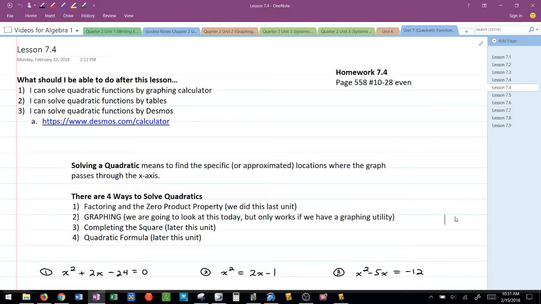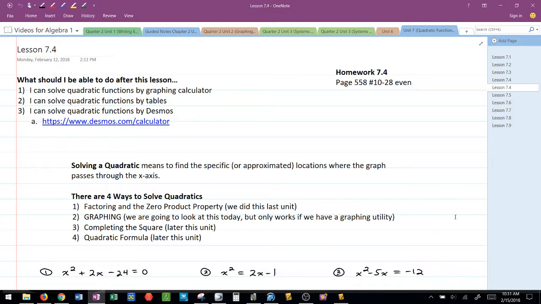Okay, this video is the other lesson for 7.4 in which I'm going to show you guys how to solve quadratic functions by using Desmos, which is an online graphing calculator. Desmos is the type of calculator that you use for the AIR test, and its purpose is for guys that don't have their own graphing calculator.